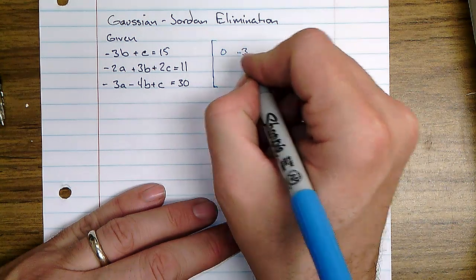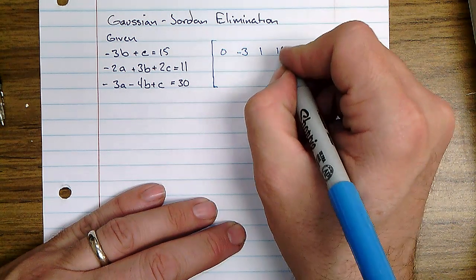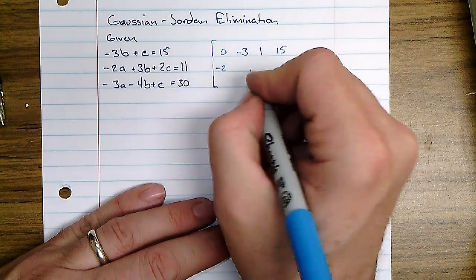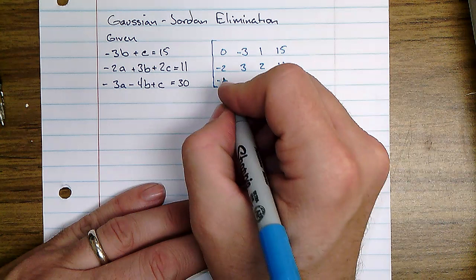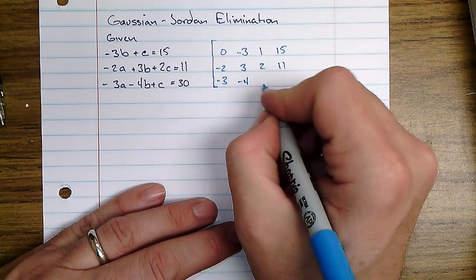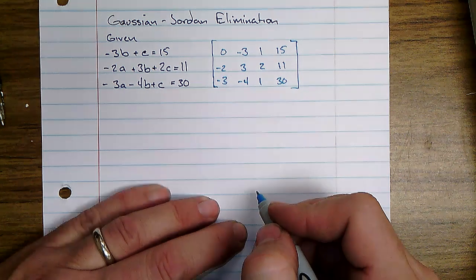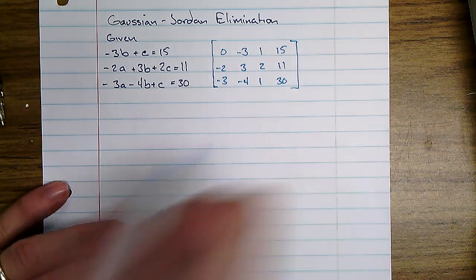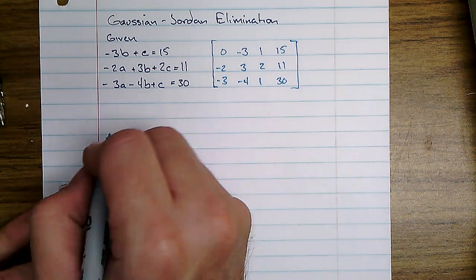So then -3 for my coefficient for B, 1 for my coefficient for C, 15. -2, 3, 2, 11, -3, -4, 1, 30. So there's my augmented system. Now, remember our elementary row operations were row switching, row addition, and row multiplication.